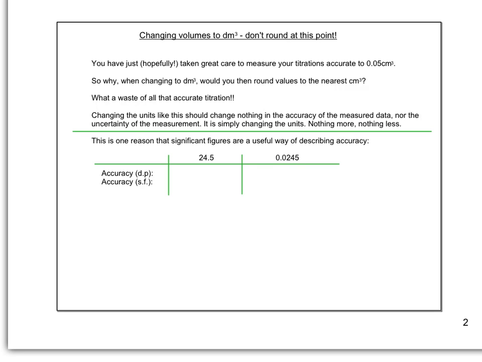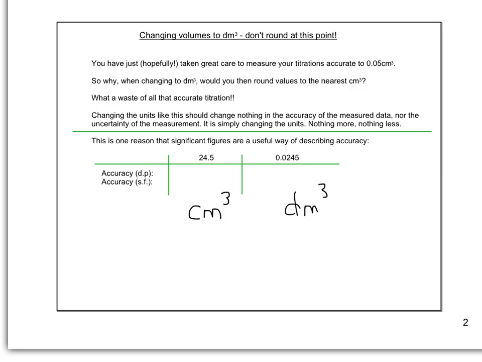If you're going to change the units, you shouldn't have to change the accuracy. You're just saying I'm going to measure it in a different unit. You're not saying I'm going to round it off or do something like this. So for example, I've given you two different ways of measuring something here. I didn't write on the units, let me do that quickly now. So this one might be in, for example, centimeters cubed, and this one might be in decimeters cubed.